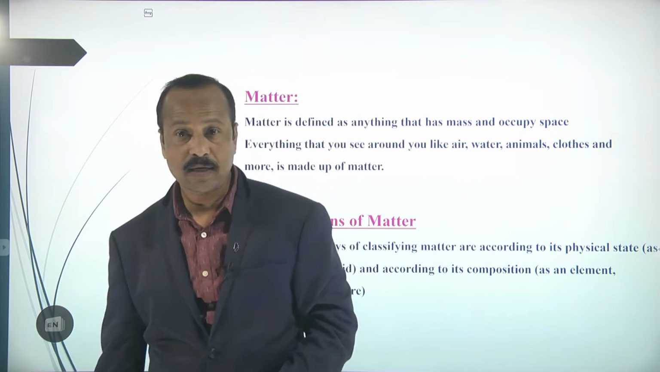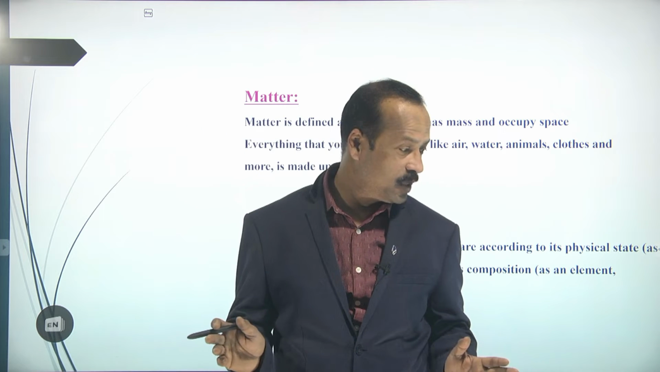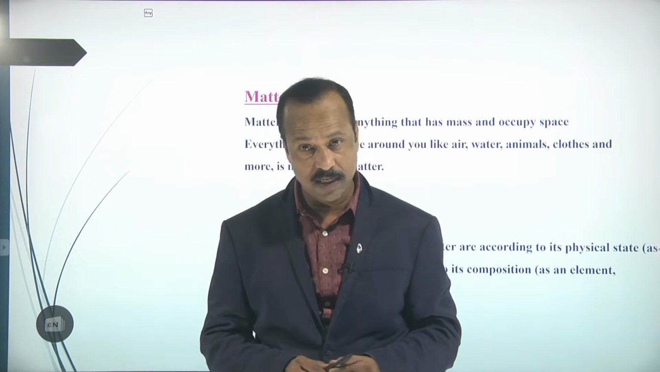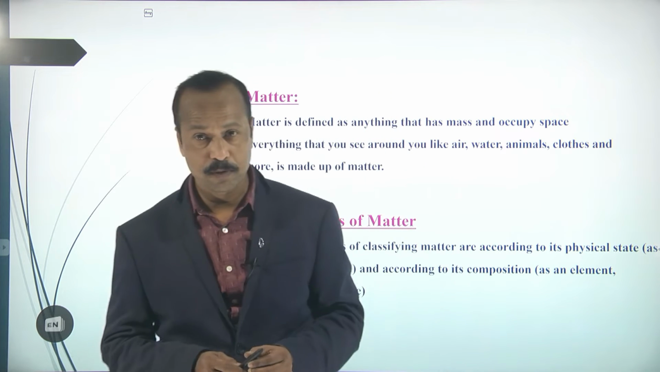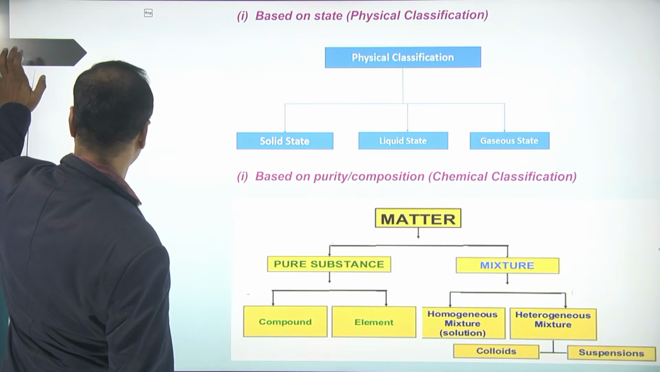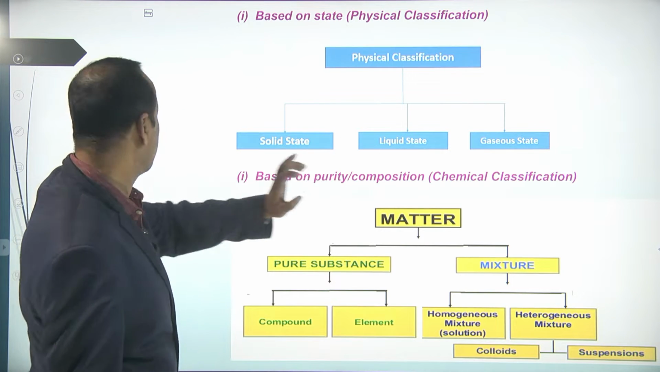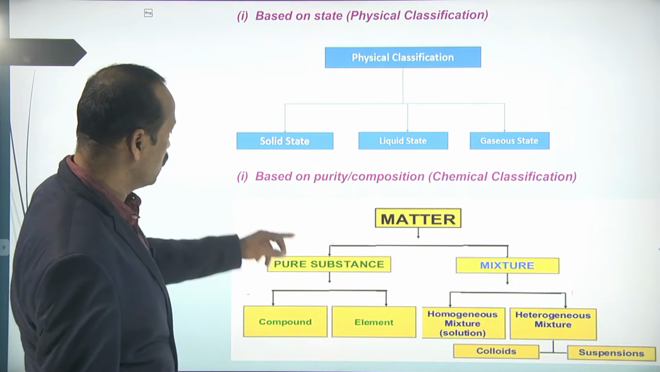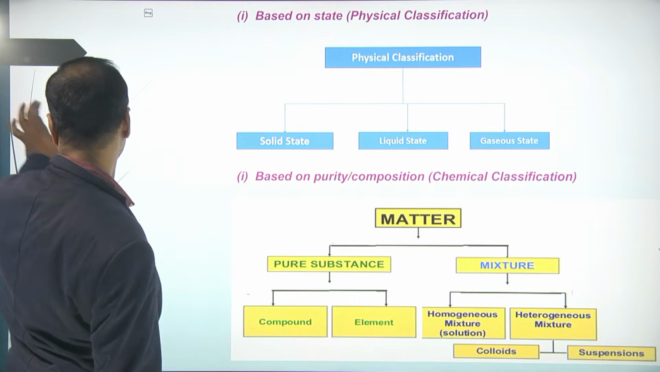And matter can be classified mainly in two ways. One is based on the state, and the second is based on the composition. Based on the state, matter can be classified into solids, liquids, and gases. And based on the composition, into pure substances and mixtures, right?